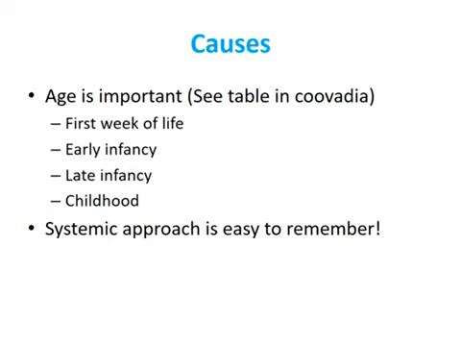When we look at the causes of vomiting, you need to look at the patient's age, and you will see in Kliegman in the chapter on vomiting, there's a very nice table there that differentiates the causes based on the patient's age. But together with that, you need to also think of a systemic approach. I generally find a systemic approach is much easier to remember the causes of vomiting, but you need to combine the two when looking at your patient.